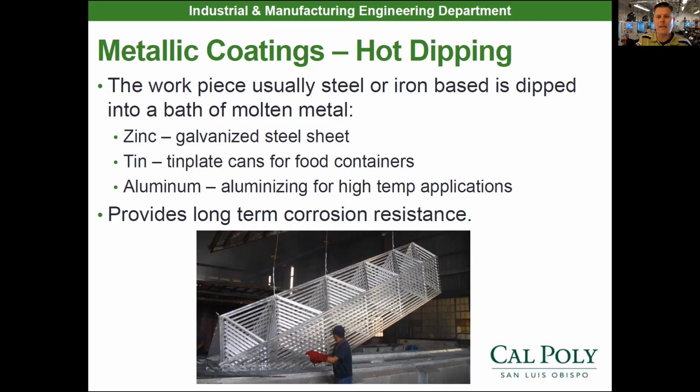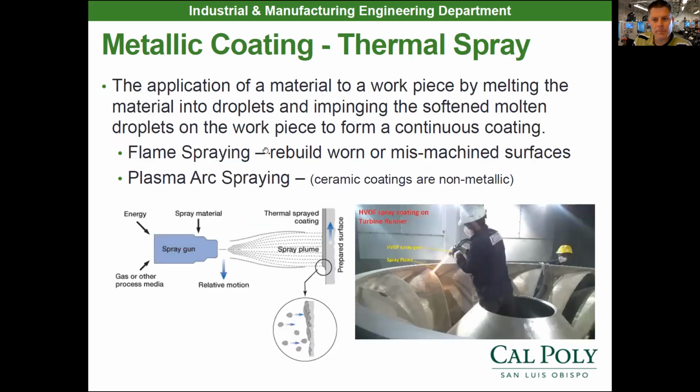So it's providing long-term corrosion resistance by putting the material, usually a steel or an iron, into some sort of zinc, tin, or aluminum. It's called aluminizing if it's done in aluminum, which is kind of a rare scenario. It's only done in high temperature applications. Most commonly, they use zinc and tin to do hot dipping. So that's what our metallic coatings are all about.